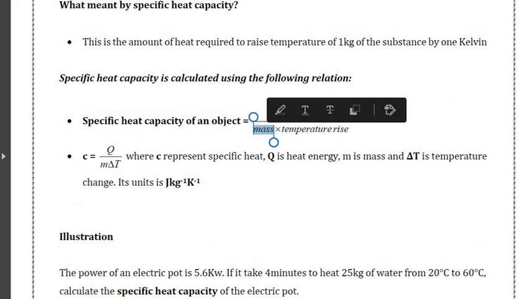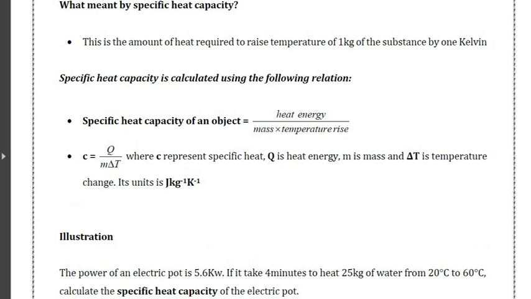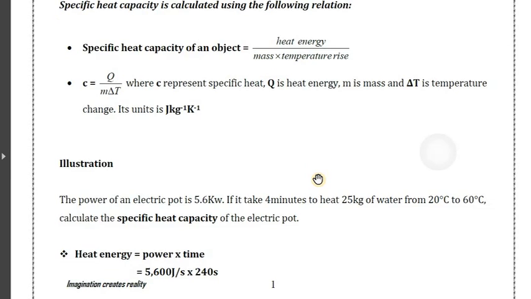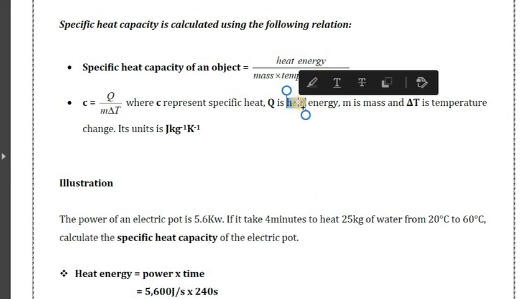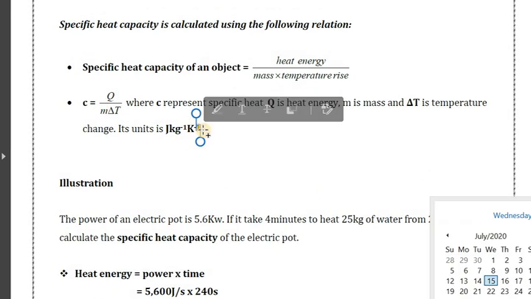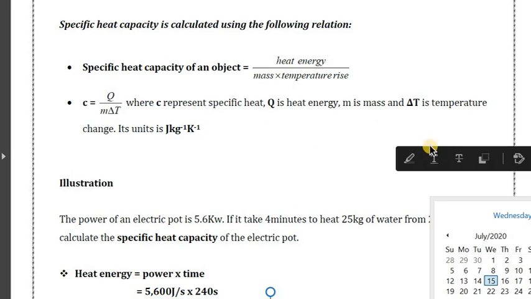Now on this one, we have included mass in the equation for heat capacity. So specific heat capacity is equal to Q, which is heat energy, divided by mass, multiplied by delta T, which is temperature rise. The units for specific heat capacity are joules, remember the units for energy, per kg, because your mass is in kg, per Kelvin, right? That is the unit for specific heat capacity.